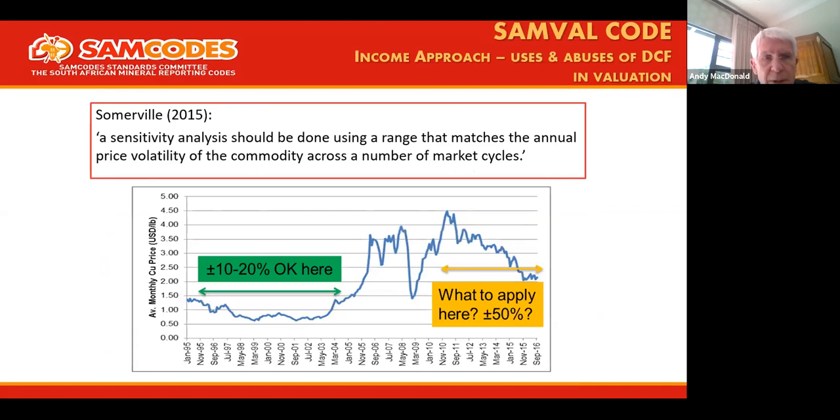So Ms. Somerville in 2015 put this down to say that a sensitivity analysis should always be done using a range that matches the annual price volatility of the commodity across a number of market cycles. Prior to 2008, the global economic crisis, prices were generally quite stable. So a plus or minus 10% sensitivity or even 20% around your metal price was reasonable. But since then, we've seen huge volatility with spikes and troughs. So for 2008 to 2016, you could probably argue that your price sensitivity should be as much as plus or minus 50%. Now, if you put a minus 50% sensitivity on most projects, the NPV would go negative. So that has a quite significant impact on reporting of results.